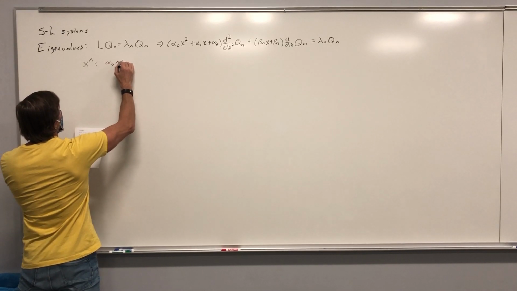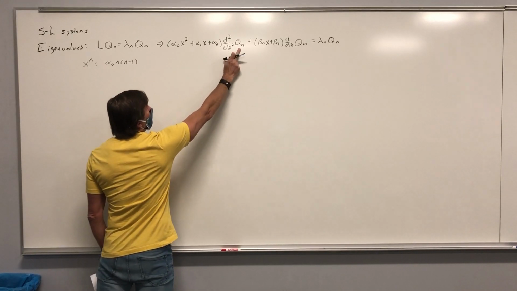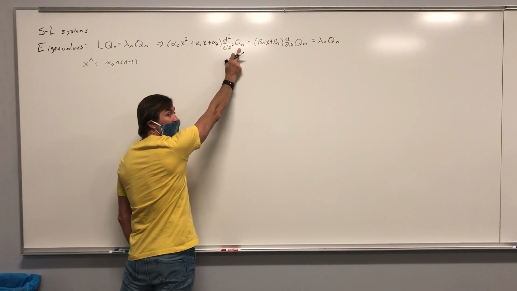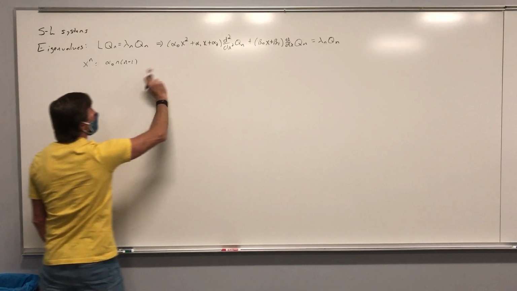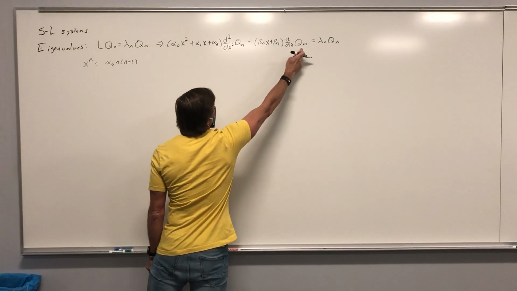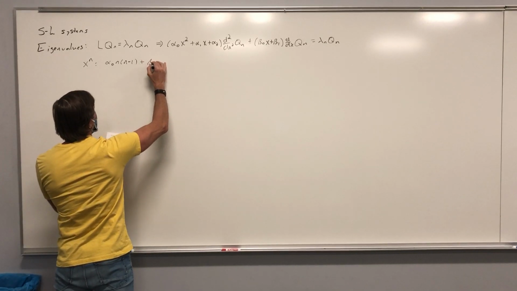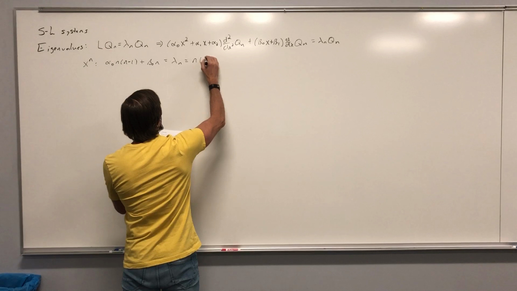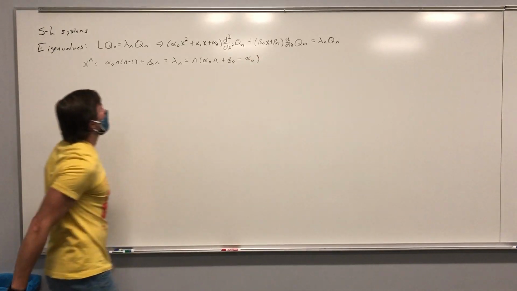Alpha naught n times n minus 1 comes from taking the second derivative of this function, which has a maximum power of x to the n, so that brings it down to n minus 2, and then you restore it with that x squared. So that's why you got alpha naught n times n minus 1 from taking the two derivatives. And then from this term, you take one derivative and then restore it with the x, and so you get beta naught n equals lambda n, which we can also write as n alpha naught n plus beta naught minus alpha naught.